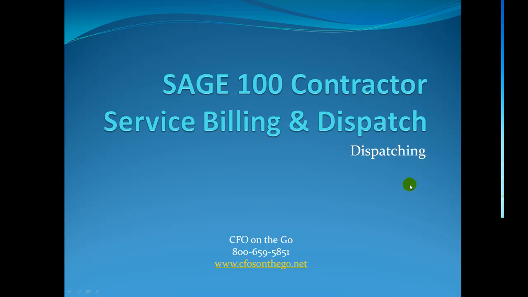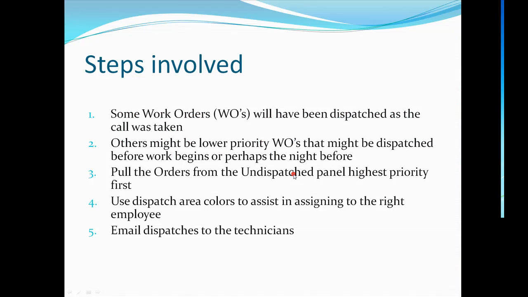This video will give you some basics on using Sage 100 Contractor Service Billing and Dispatch to actually dispatch work orders for the day. Here are the steps. Some of your work orders will already have been dispatched as the call was taken and they're already on the board. Others might be lower priority work orders like preventative maintenance that might be dispatched before work begins, maybe even the night before.